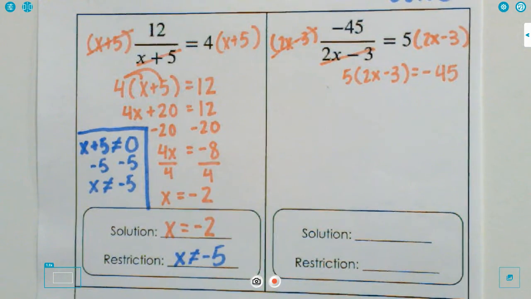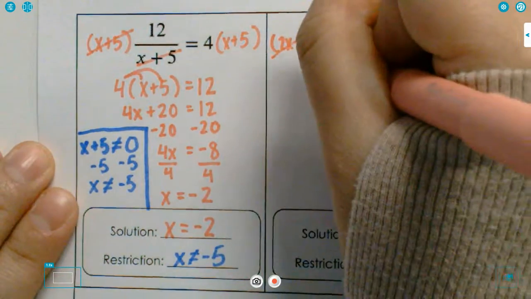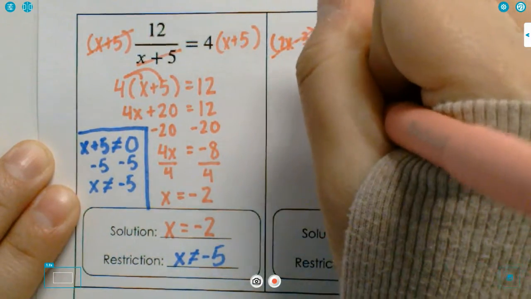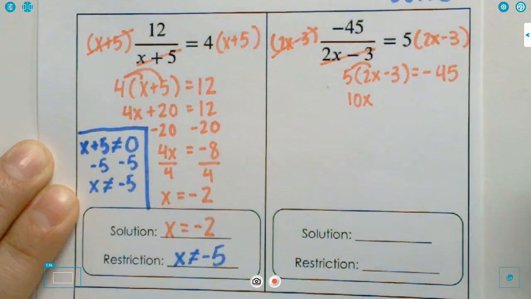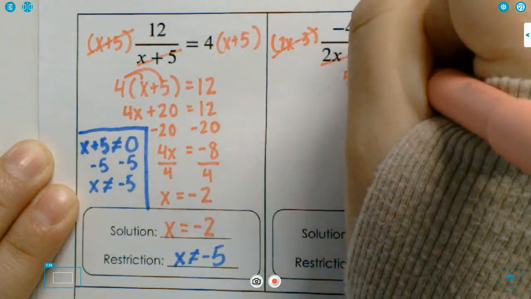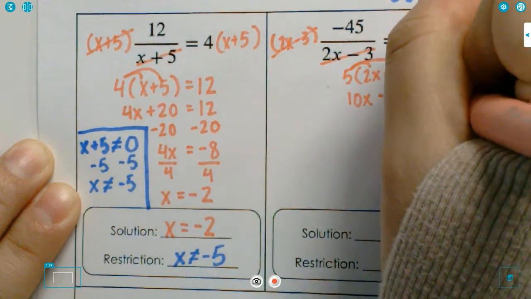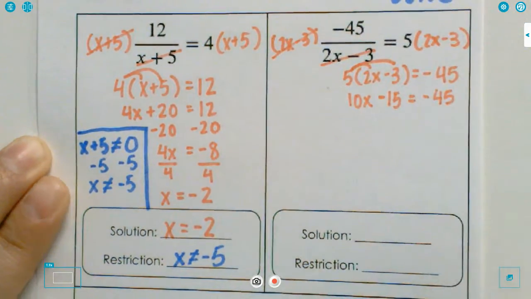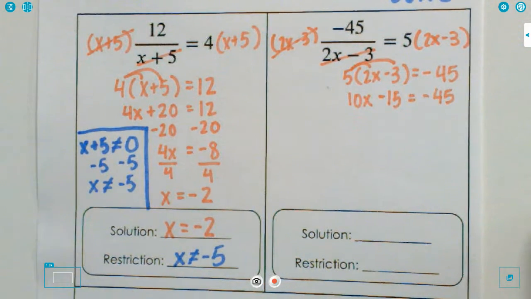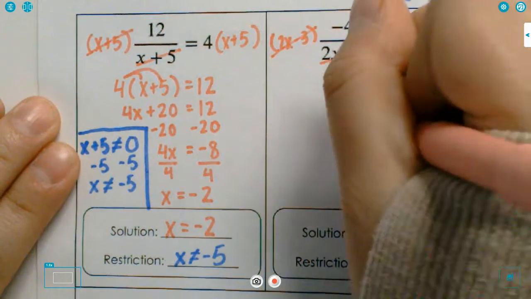We will start by distributing. 5 times 2x is 10x. 5 times minus 3 is minus 15. Still equal to negative 45. Then from there, I need to add 15 to both sides.